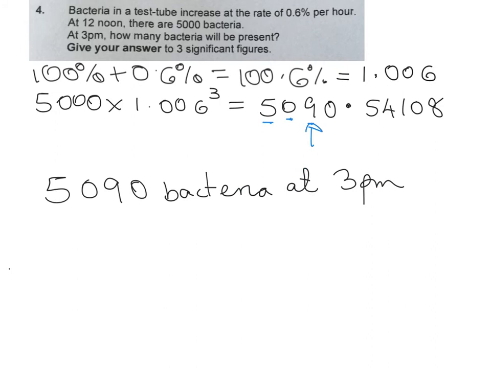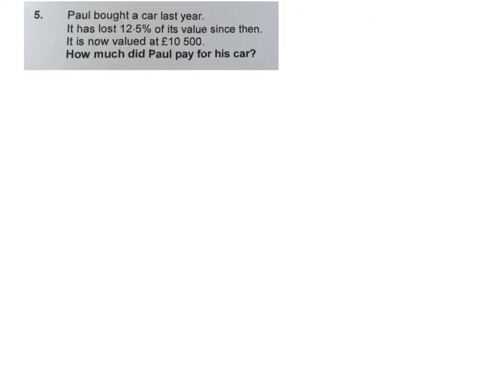So rounded to the nearest 10, we get 5,090 bacteria at 3 p.m. So question 5, Paul bought a car last year. It has lost 12.5% of its value since then. It is now valued at £10,500. How much did Paul pay for his car?